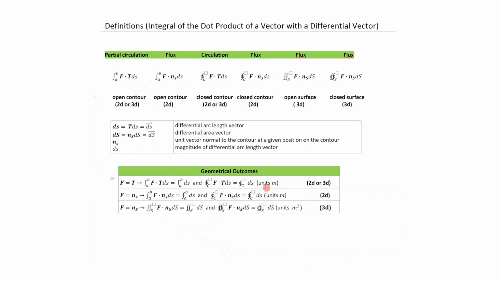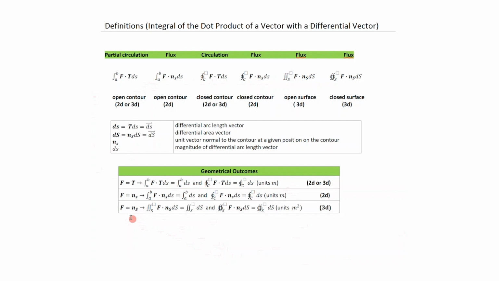If you integrate ds, it will be meters. You can also do it with the normal component. If I took f dot ns and let f be ns, the dot product between unit vectors would be 1. And you'd still end up with exactly the same expression. Physically, what does it mean? It doesn't mean anything, but mathematically, it's perfectly okay to do so. Tangent vector makes more sense because you're moving in the same direction in which you're trying to measure length.